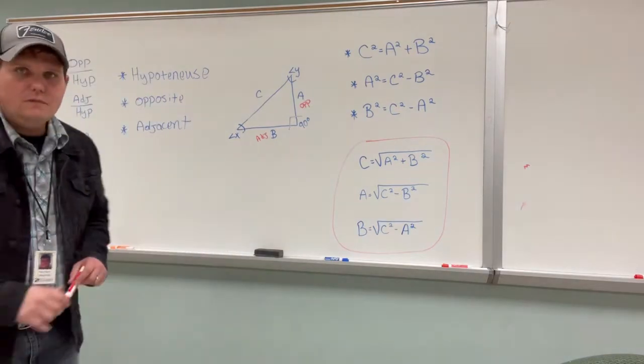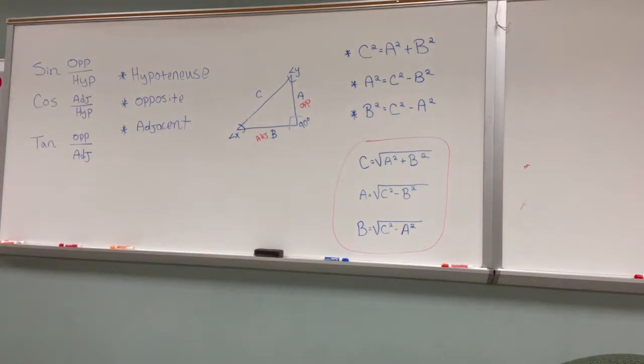So next on the list is sometimes you may only have one side and an angle. So that's when we're going to have to rely on sine, cosine, and tangent. Okay? So sine is going to be the opposite over the hypotenuse. Cosine is the adjacent side over the hypotenuse. And tangent is the opposite over the adjacent.